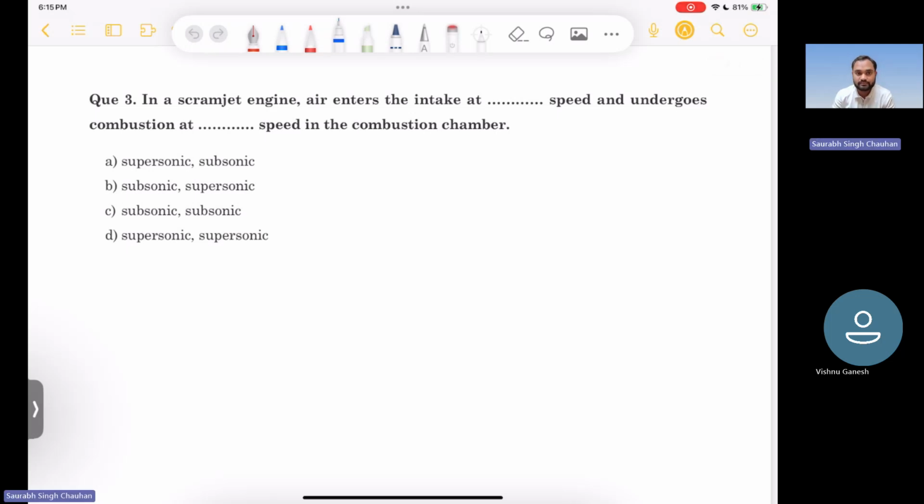Question number 3 says, in a scramjet engine, air enters the intake at blank speed and undergoes combustion at some speed in the combustion chamber. So basically we have to find which word should be filled in this blank space. So you know what a scramjet engine is? First of all, I hope you know what a ramjet engine is, right? As the name suggests, in a ramjet engine you are using the ram effect for compression.